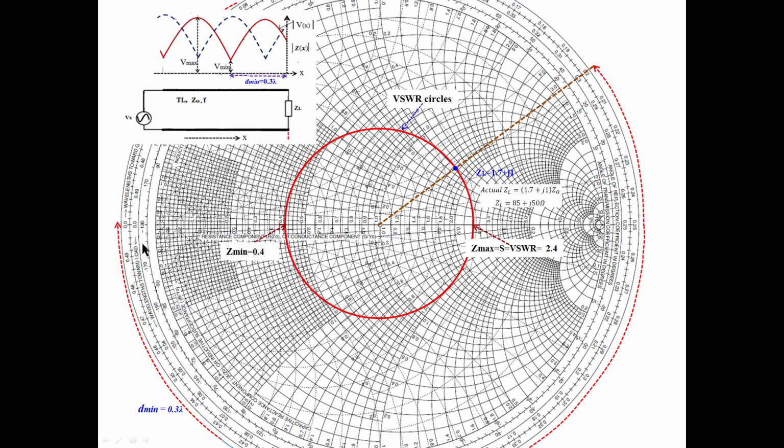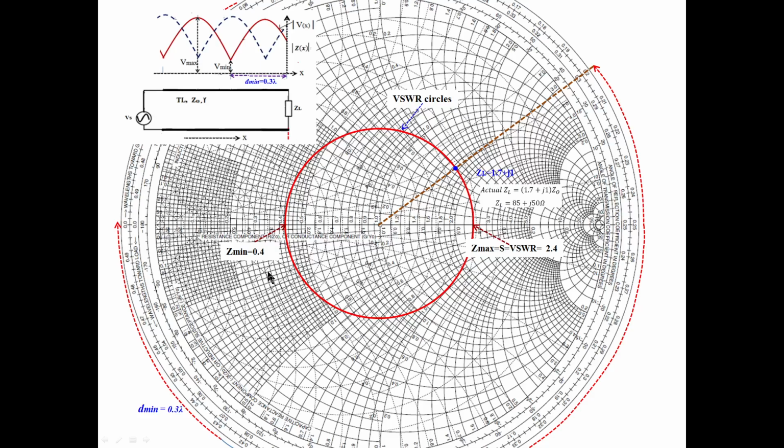Where can we stop? Start from 0 and go on moving like this, and you see where that 0.3 is. This is 0.2, 0.12. Go on moving like this. It is 0.3 here. So from here, you move towards the load, that is in the anti-clockwise direction, moving on the VSWR circle, and you stop here. What is the distance from here to here? From here to here is 0.3 lambda.